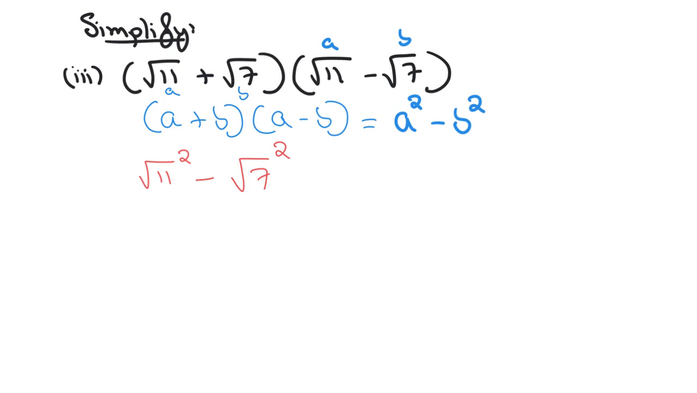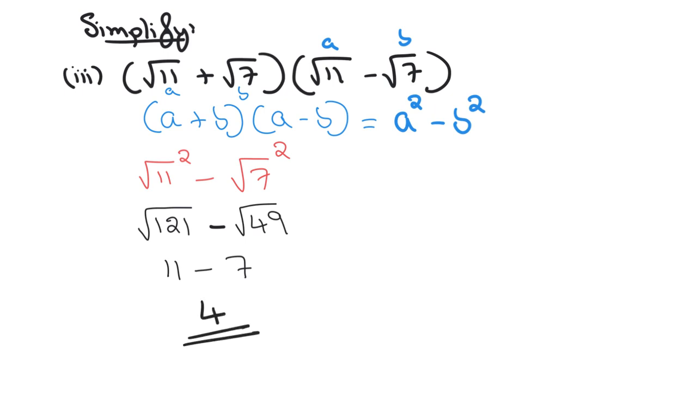Root 11 squared is square root 121, because root 11 times root 11 is root 121, minus root 7 squared is root 7 times root 7, which is root 49. Okay, next step, root 121 is 11, minus root 49 is 7. So 11 minus 7, 4. So that's your answer. So root 11 plus root 7 times root 11 minus root 7 is 4.